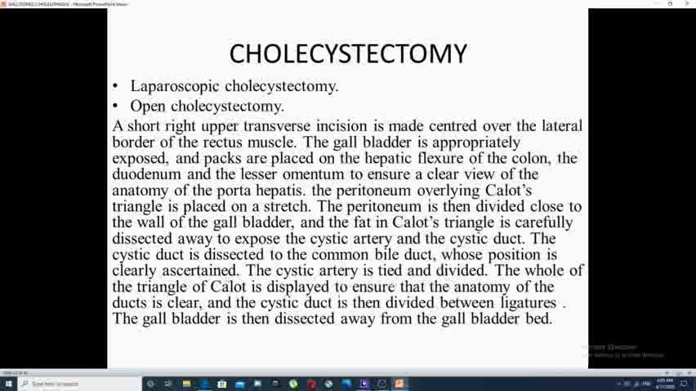The cystic artery is tied and divided. The whole of the triangle of Calot should be displayed to ensure the anatomy of the duct, and the cystic duct is divided between ligatures. The gallbladder is dissected away from the gallbladder bed.